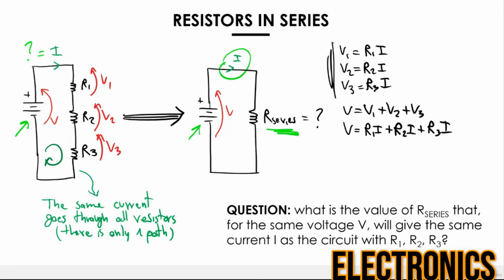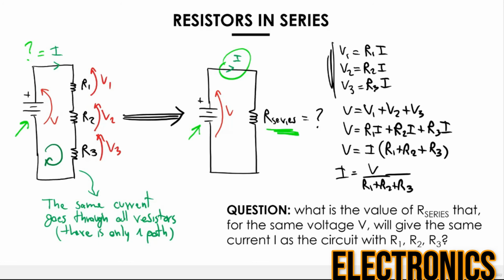Now we can collect I, because we have the sum of three terms, and all three terms have I. So if we collect I, we obtain R1 plus R2 plus R3. If we do this, it's very easy to calculate the value of the current as a function of V, R1, R2, R3. So the current I will have to be equal to V divided by R1 plus R2 plus R3.